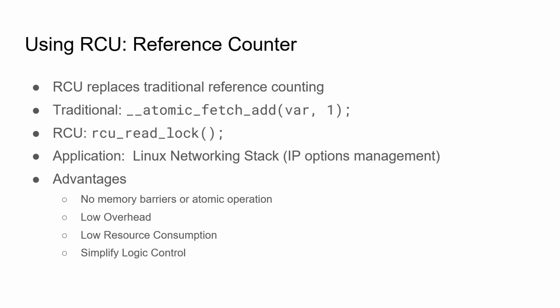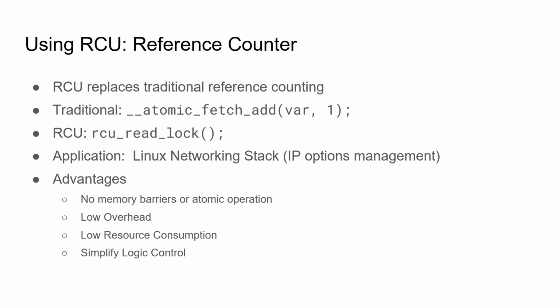RCU changed this dynamic by allowing a thread to hold the reference to the data item within an RCU read-side critical section. This method eliminates the need for explicit counting, memory barriers, or atomic operations in the data item usage path, leading to a much faster and more efficient process. The key advantage of using RCU in this context is a dramatic reduction in overhead.